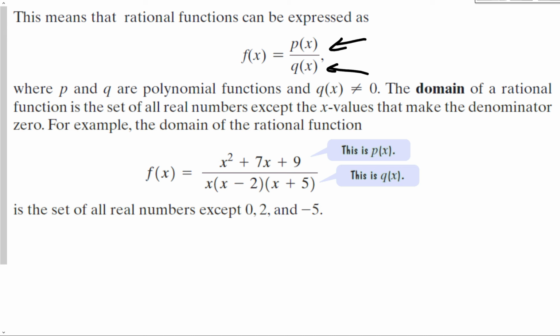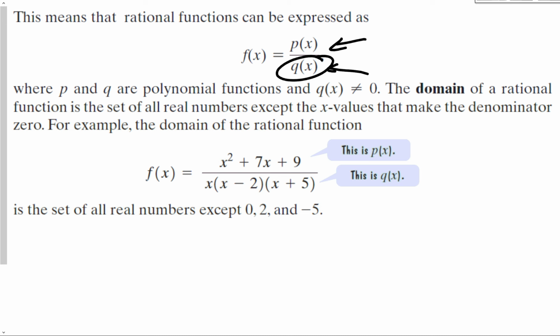Okay, so let's look at the rest of this. A rational function can be expressed as f of x is equal to p of x over q of x, where p and q are both polynomial functions. q of x cannot equal 0, of course, because the denominator of a function can never be equal to 0. The domain of this rational function is the set of all real numbers except the x values that make the denominator equal to 0. And we saw this when we were solving rational equations. Okay? Remember, we had to have those excluded values, which were things that make the denominator equal to 0.